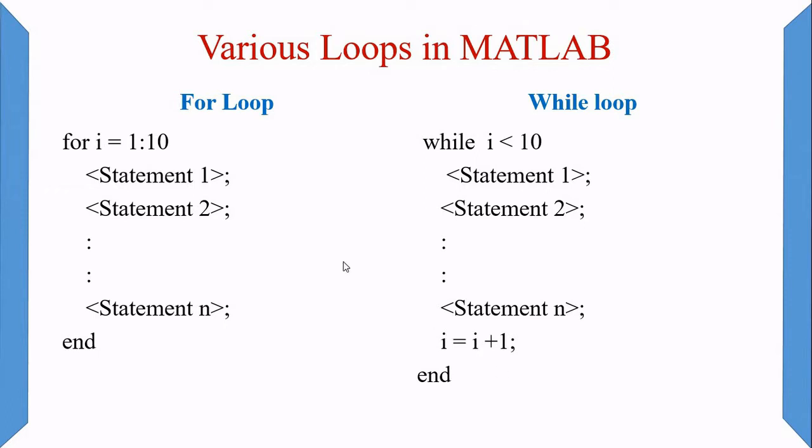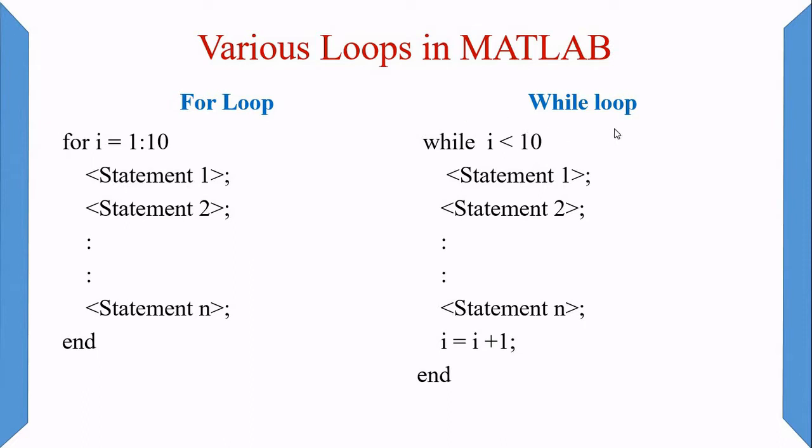We use a for loop when we need to repeat a statement a certain number of times. Suppose over here, for I is equal to 1 to 10. This indicates that the value of I goes from 1 to 10, and the statement needs to be repeated. So it is going to repeat 10 times.